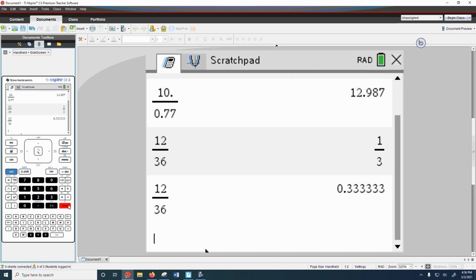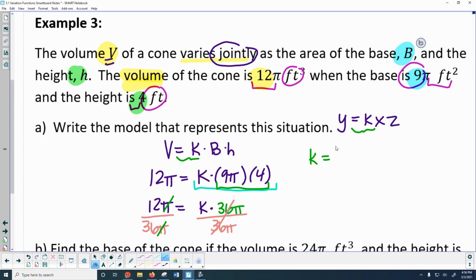By that, I mean it's not terminating. It doesn't stop. I don't think truncating is a word. I think it's not terminating. That's the word I wanted to use. So it's 0.3 repeating. So using 1/3 is much more exact in this problem. So we'll say our k value is 1/3.